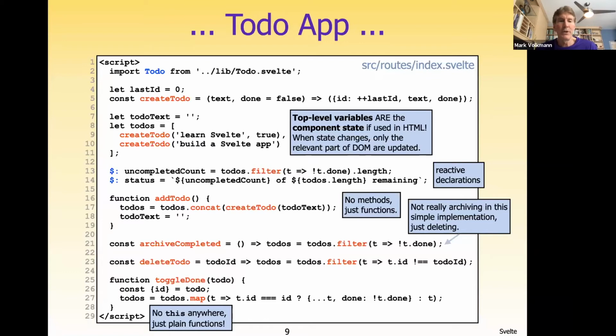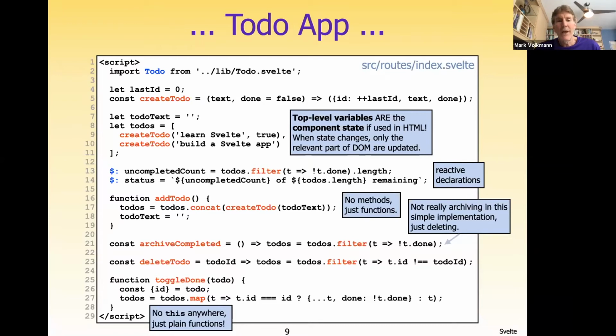And it's going to build up a new string. So the backticks there, that's a template literal in JavaScript. And so it just replaces the expressions inside the ${} parts and builds a new string for me. And so now I can use uncompleted count and status in what I'm rendering. And I know that those are going to automatically update anytime a value that they use changes.